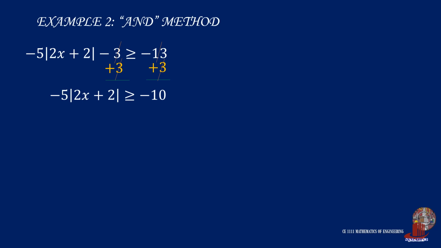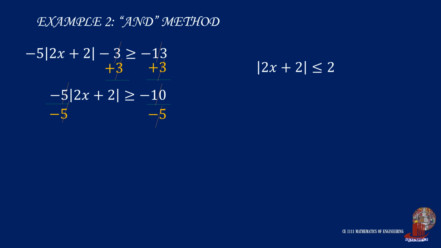Take a look at the second example. It has negative 5 multiplied by the absolute value of 2x plus 2, and it is reduced by 3, all of which is greater than or equal to negative 13. Simplify the whole inequality by adding 3 on both ends to have negative 5 multiplied by the absolute value of 2x plus 2 is greater than or equal to negative 10. Then again, we can divide both sides by negative 5 to get the absolute value of 2x plus 2 is less than or equal to 2.